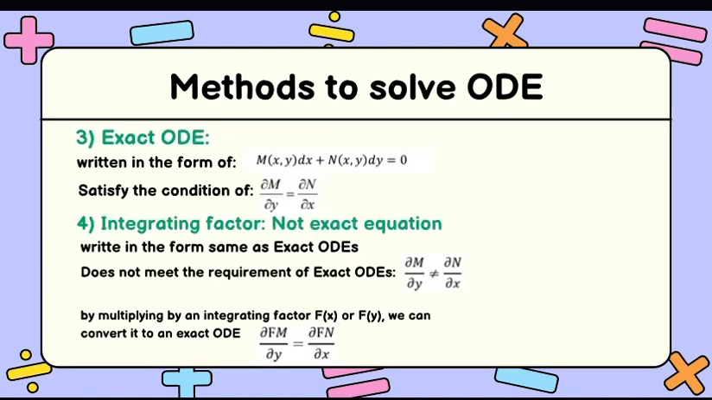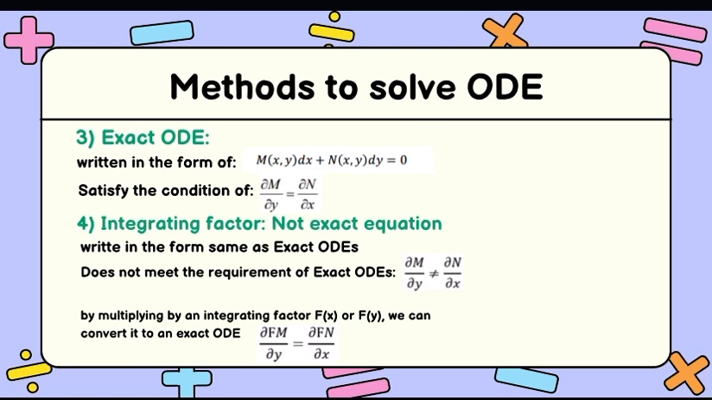The third one is an exact ODE. It can be written in the form shown in the slide, and to satisfy its condition, the derivative of M in terms of y should be the same as the derivative of N in terms of x, while the opposite of exact is non-exact.